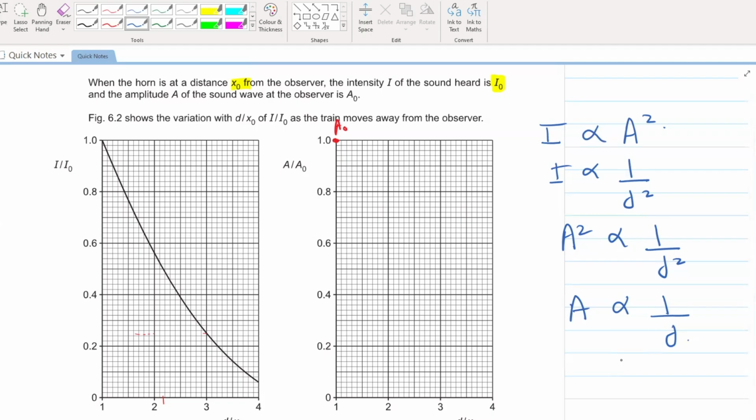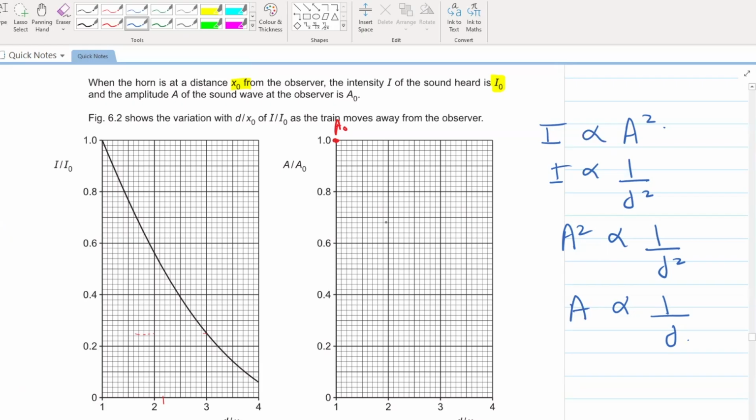Perfect. Now you have to draw the graph of amplitude and distance. How will you draw it? If your distance doubles, what will happen to the amplitude? If initially the amplitude was a naught, and now your distance has doubled, what will happen?